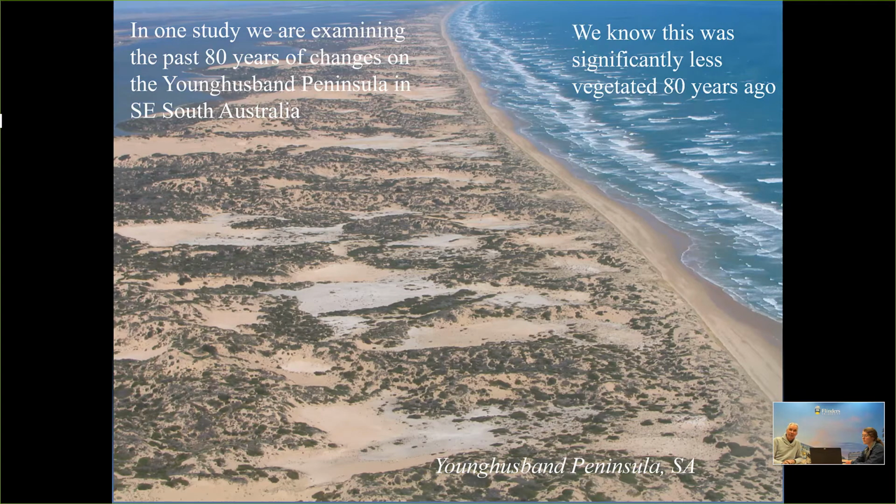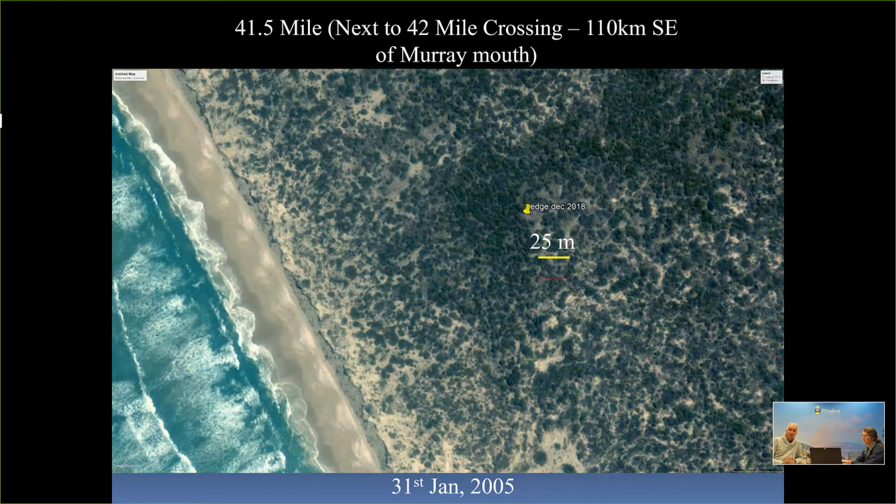And then in the area to the southeast of where we were just looking, at a place near 42 Mile Crossing, which some of you may know as one of the first crossings you can get across the Coorong to the Young Husband Peninsula, so it's about 110 kilometres southeast of the Murray Mouth. Just next to that, at a place we're calling 41.5 Mile because it's 0.5 miles south of 42, there is this area we've recently discovered that has undergone phenomenal changes.